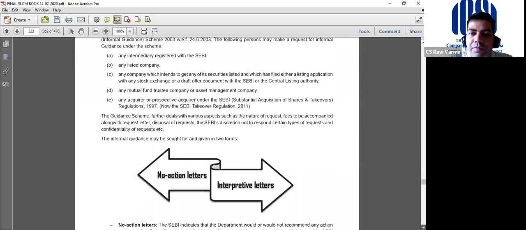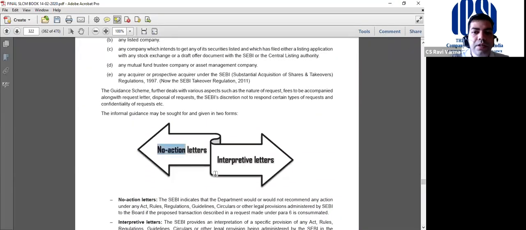That is why it is on two points. One is the no action letter, and another is the interpretative letter. You will ask SEBI to first give the no action letter, or secondly give the interpretative letter. A no action letter means, say you have done something wrong, you have not complied, so you write a requisition to issue a no action letter. SEBI will say, if they feel that the department will not take any action for this. Again, emphasizing this word, they feel.